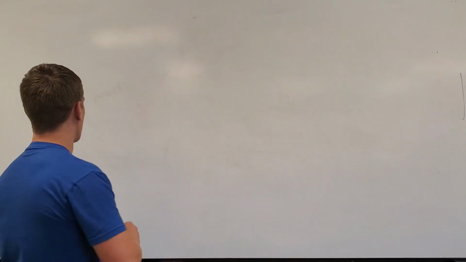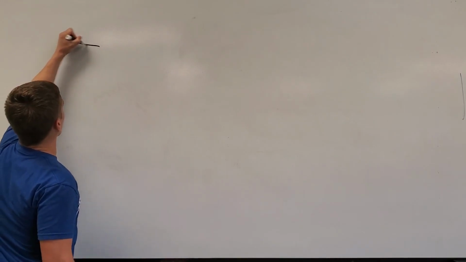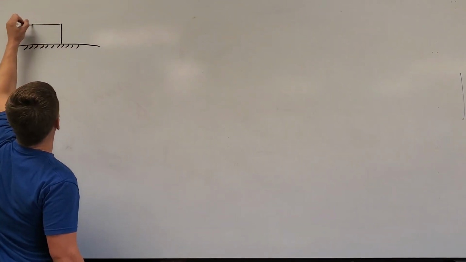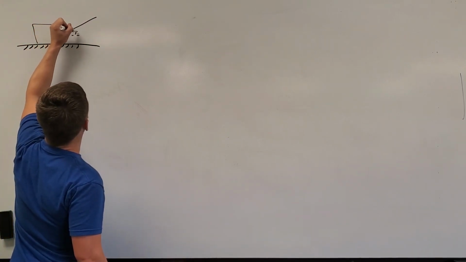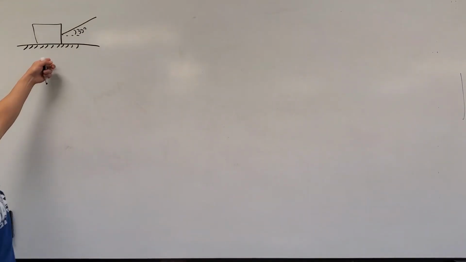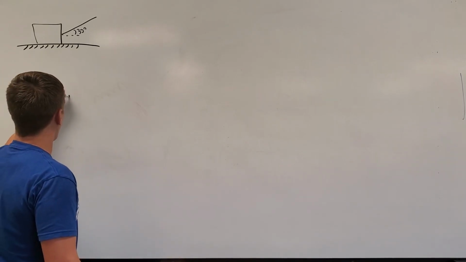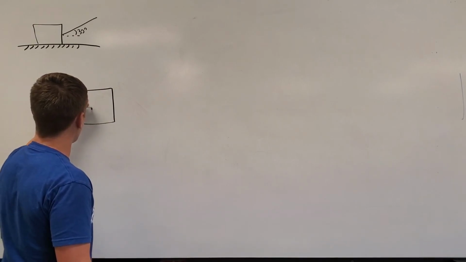So the box is sitting here, and I can draw a short picture as it was given in the problem. So the box is sitting on the ground, and it's being pulled by a rope, and it gave us that the angle of that rope was going to be 30 degrees with the horizontal. Okay, so now this is our problem picture. Let's go ahead and draw ourselves a free body diagram. So once again, we have our mass. Our mass was given to be 10 kilograms.